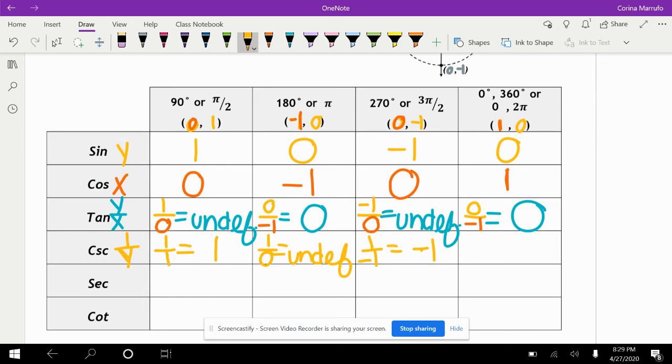And then the last box, we have our 1 divided by our y value. And our y value here is 0. So 1 divided by 0 gives us undefined.